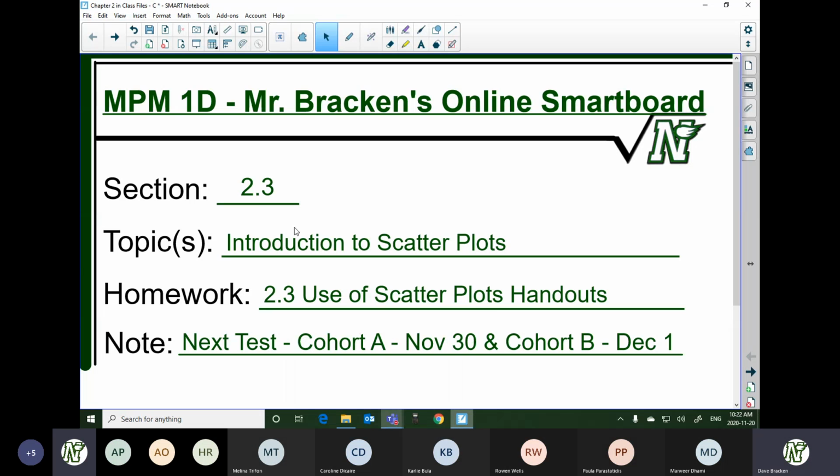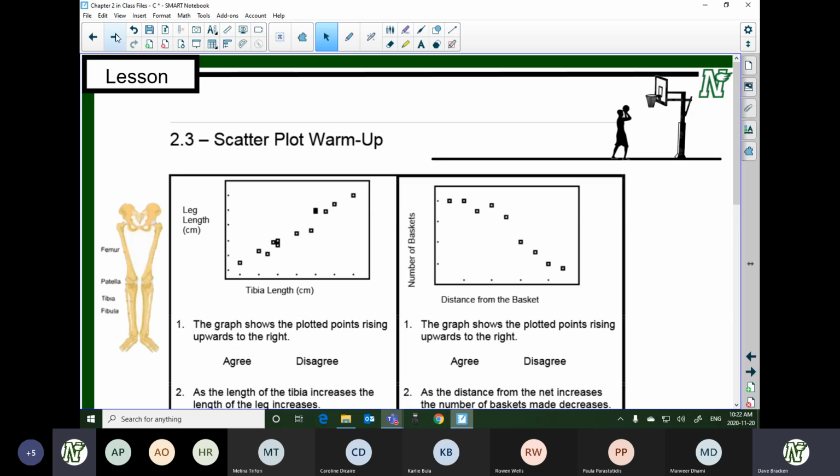All right, we are going to start with chapter 2 and 2.3 in particular. So we're going to skip sections 2.1 and 2.2. They're not relevant to what we're doing. And this should be the very first page that you see in your handout.